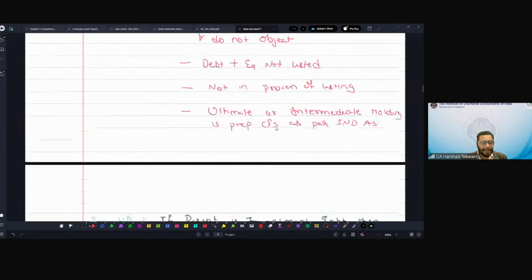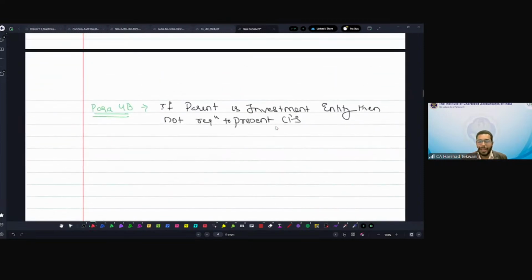Now, can anyone tell me what is an investment entity? Like I discussed investment entity, but we did not discuss what is an investment entity.